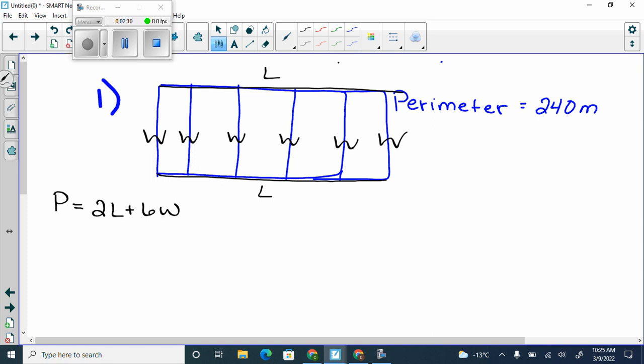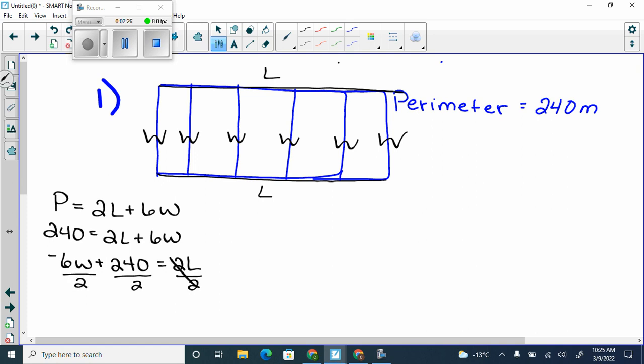Okay, so we have 240 equals 2 lengths plus 6 widths. Subtract my 6W over, so I'm going to get negative 6W plus 240 equals 2 lengths. Divide by 2 each term, and I get L equals negative 3W plus 120. Now that's going to be my length, right? So I'm halfway to finishing.